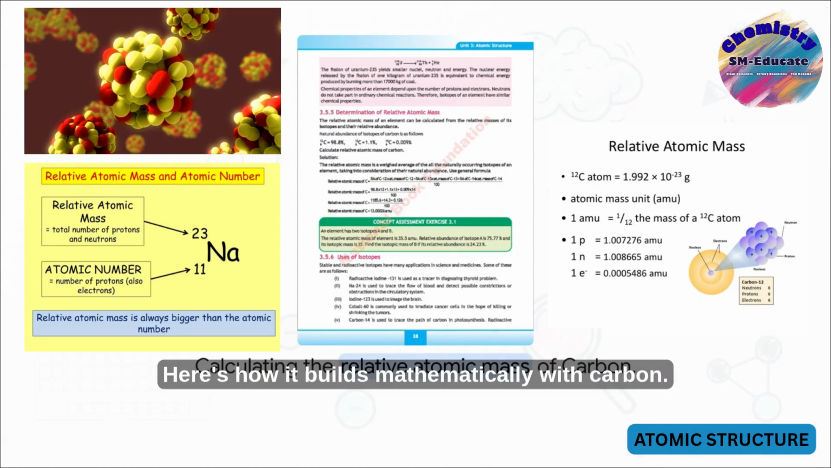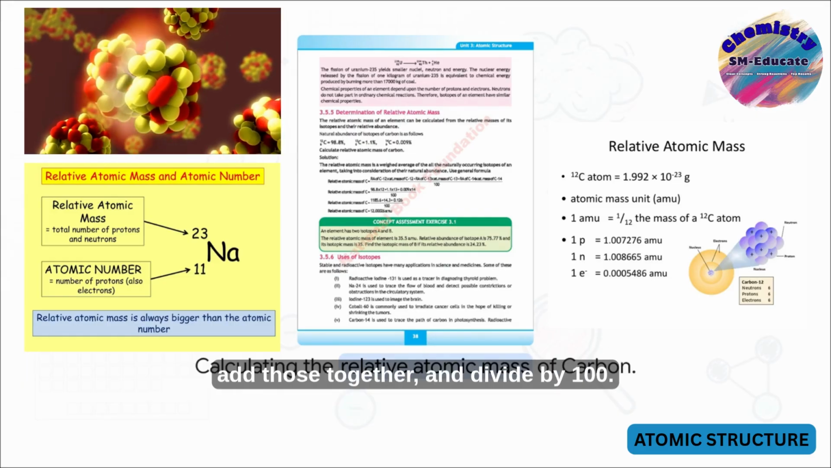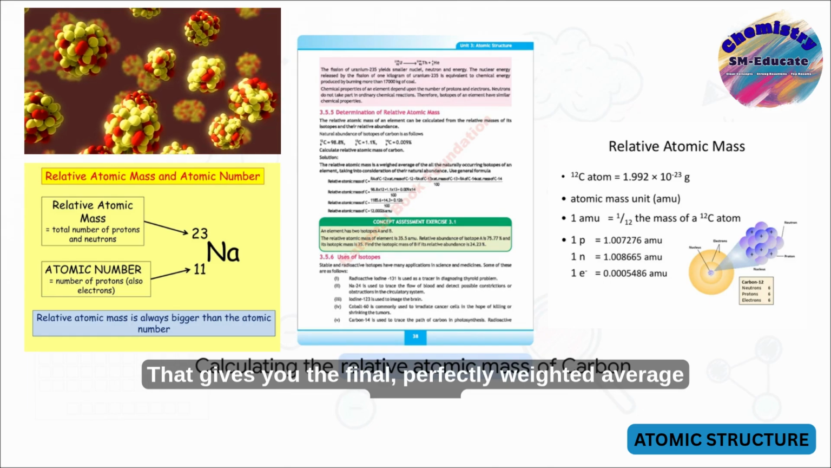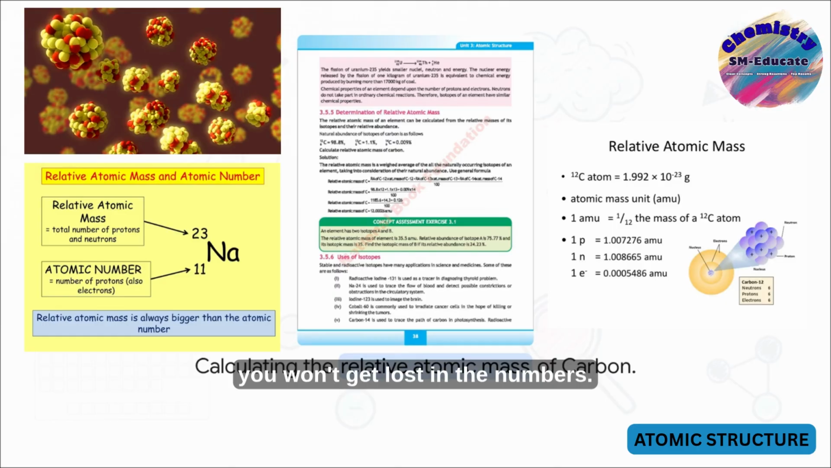Here's how it builds mathematically with carbon. You just multiply each specific isotope's mass by its percentage abundance, add those together, and divide by 100. That gives you the final, perfectly weighted average answer. If you follow this exact template, you won't get lost in the numbers.